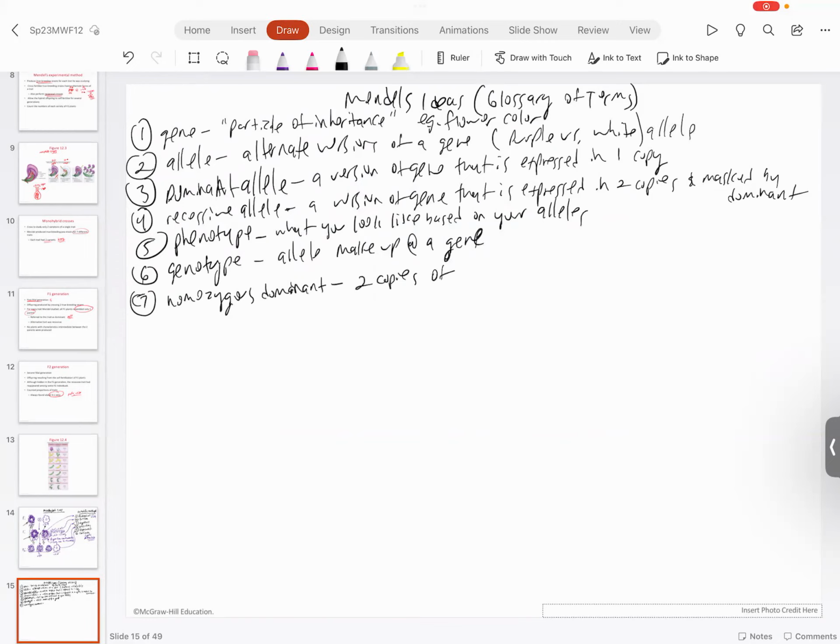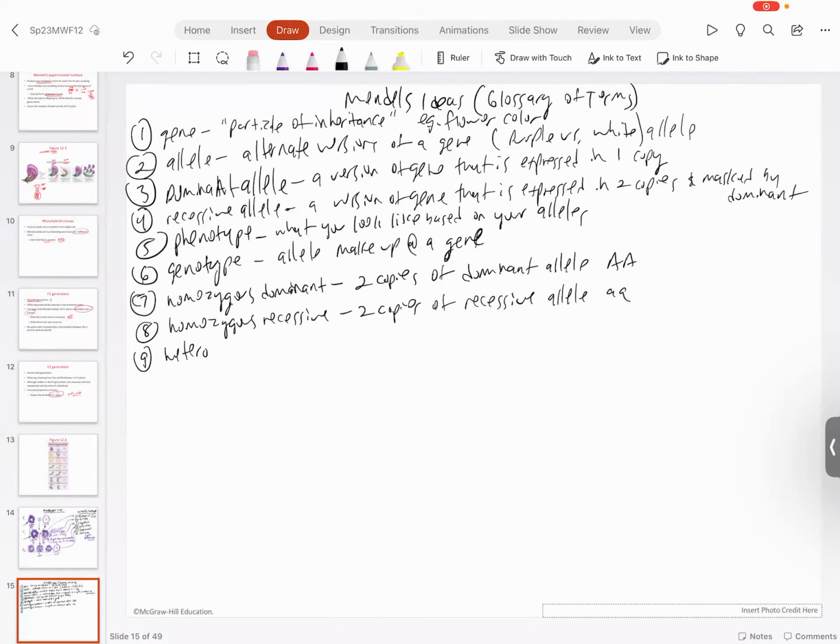This is where you have 2 copies of the dominant allele. So for instance, that. You also have homozygous recessive, where you have 2 copies of the recessive allele. And then last but not least, we've got 1 of each. You're heterozygous: 1 dominant allele and 1 recessive allele.